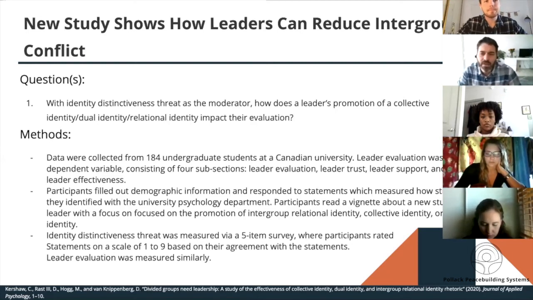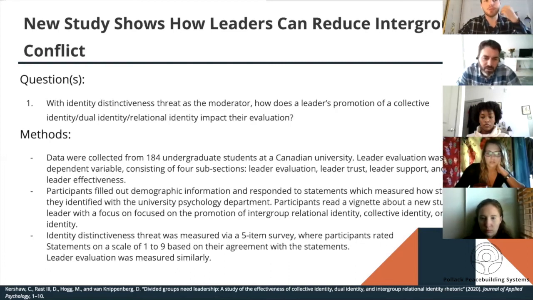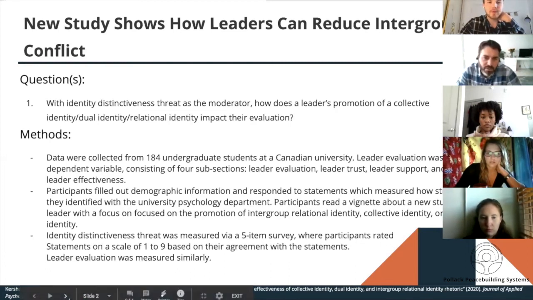And so they wanted to see if there's a correlation between the type of leader and their adoption of the leader, and also if that relationship was somehow moderated by identity threat. Yep, exactly.